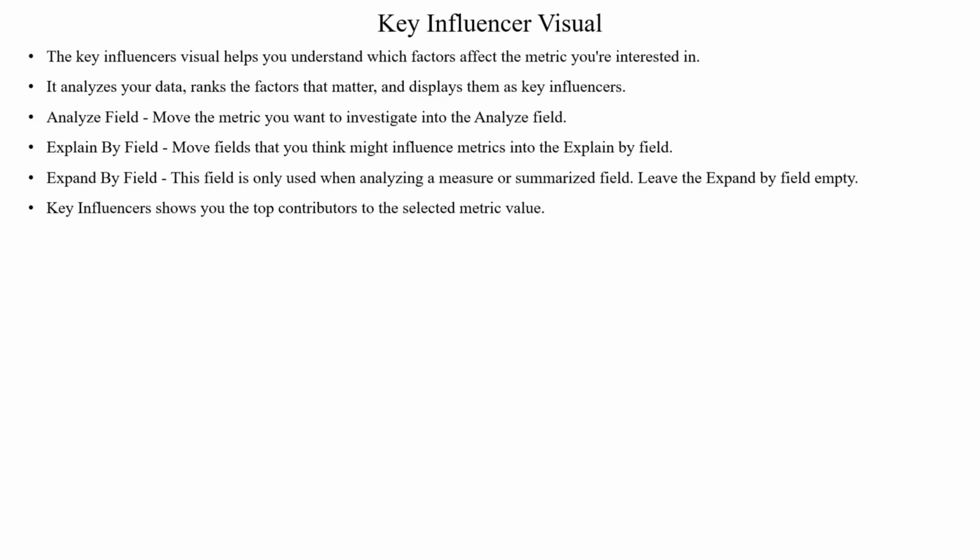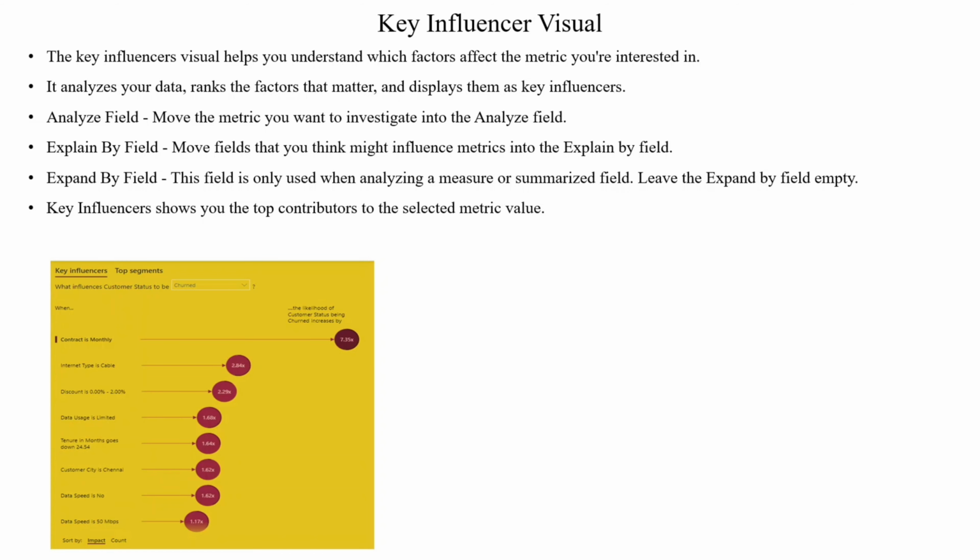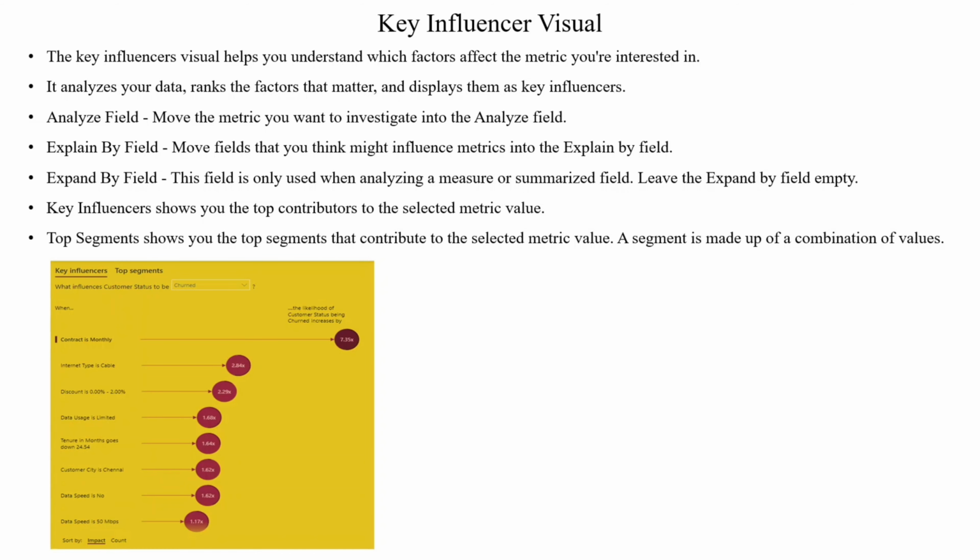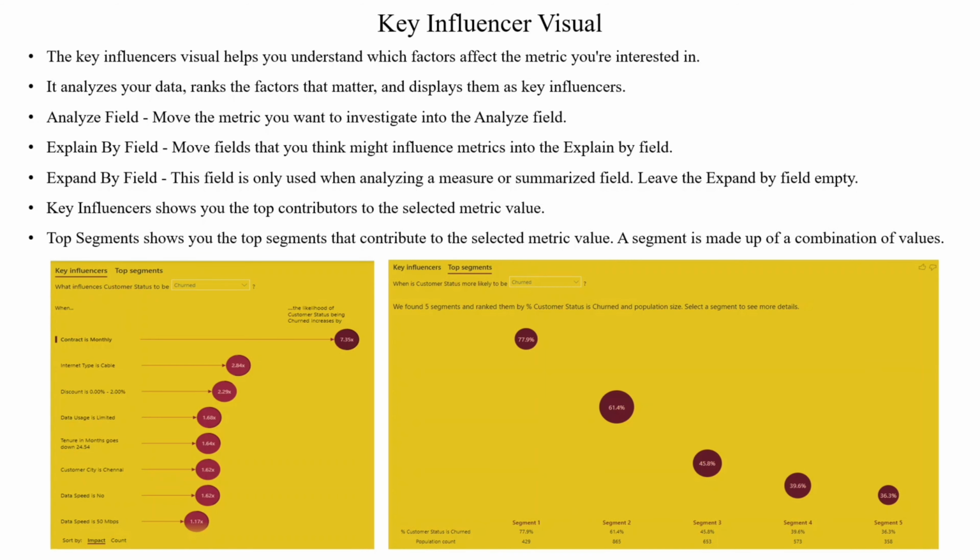And in the key influencer visual, we have two sections. One is key influencers, which shows the top contributors to the selected metric. It lists out the factors that affect the metric and shows the possibility. This is a sample image of key influencers. And we have one more section called segments. Top segments show the segments that contribute to the selected metric. For example, it analyzes the data and categorizes it into multiple segments based on similarities. And this is a sample image of segments.